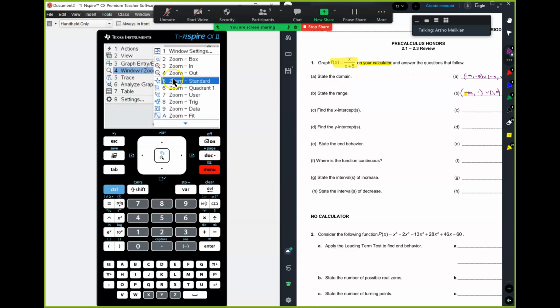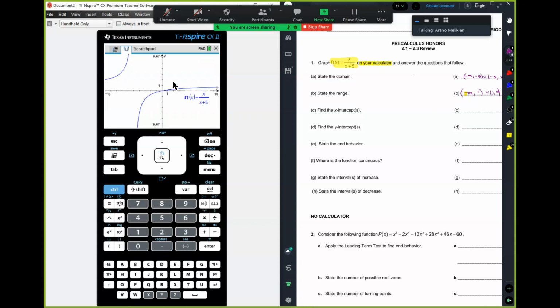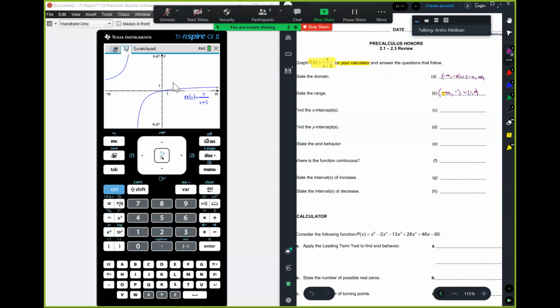All right, so for the x-intercepts, I like to go back to the regular zoom. So you can do window zoom, and number 5 is standard zoom. That takes you right back. The x-intercept, you can see, is 0, 0. I'm going to write it in function notation like this. If it hasn't specified, it's up to you how you write it. You can also do it as a coordinate point, 0, 0, okay? Y-intercept, same.